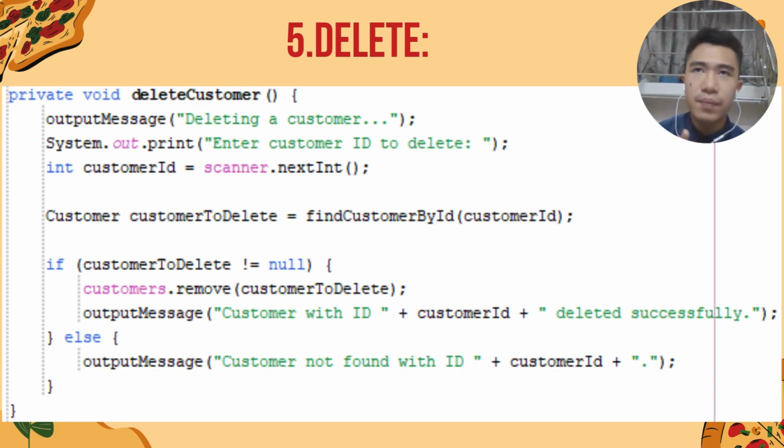If the system cannot find the ID, it will pop up a window saying that the customer is not found with ID number 1 or ID number 2.